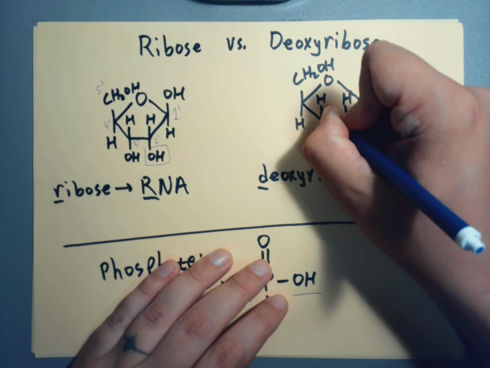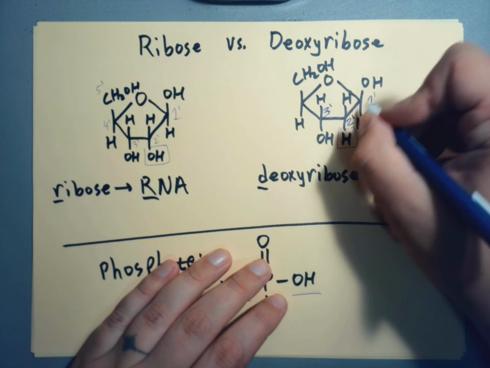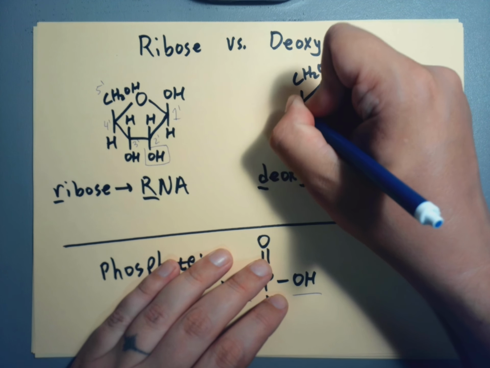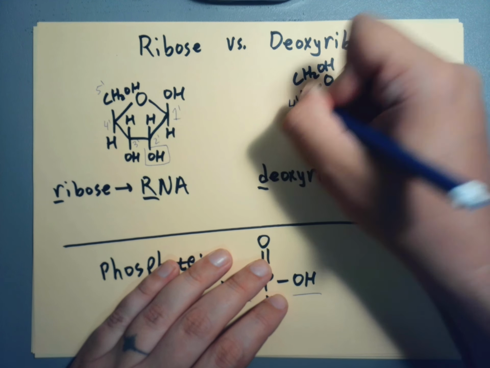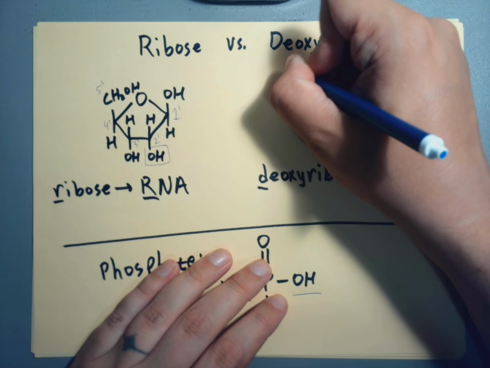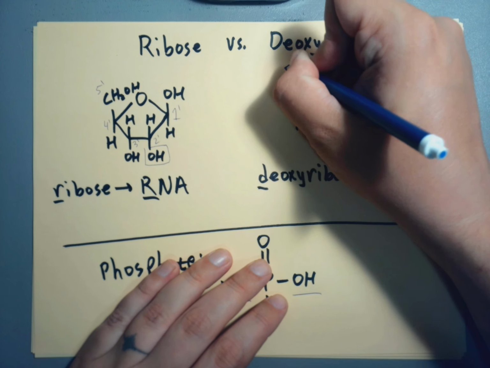3 prime. Hopefully I haven't screwed up accounting yet. 1, 2, 3. 4 prime. Good. So it still only has 5 carbons.